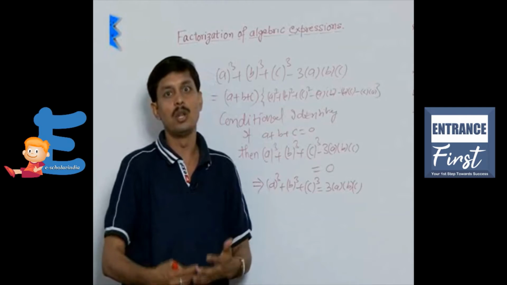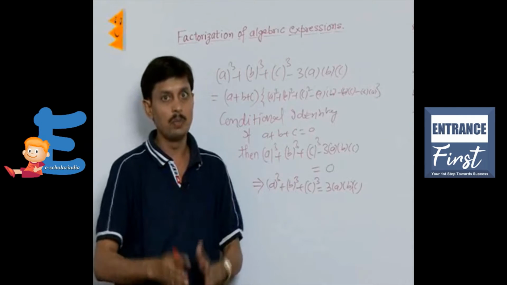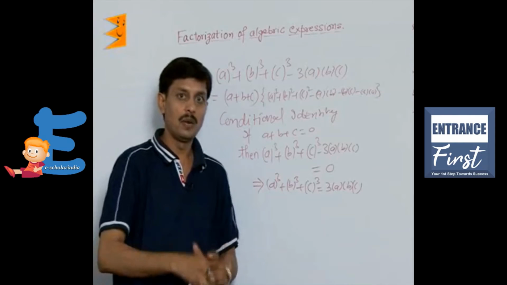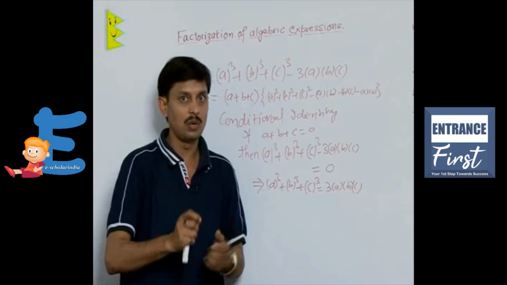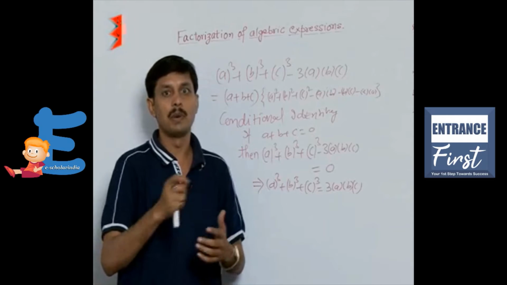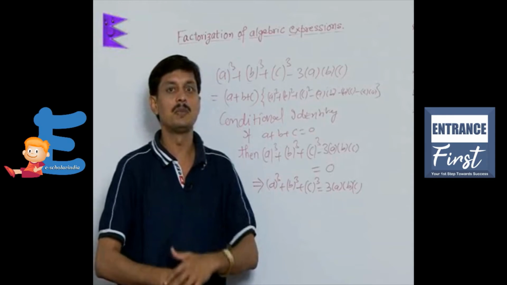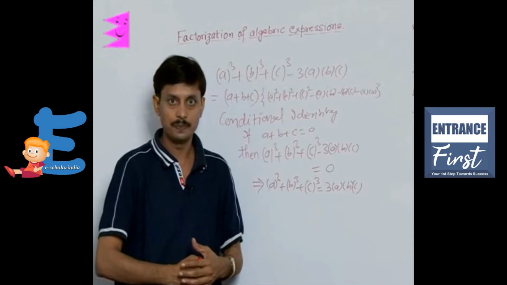(a + b + c)² is a² + b² + c² + 2ab + 2bc + 2ca. And factorizing a³ + b³ is (a + b)(a² − ab + b²), and a³ − b³ is (a − b)(a² + ab + b²).